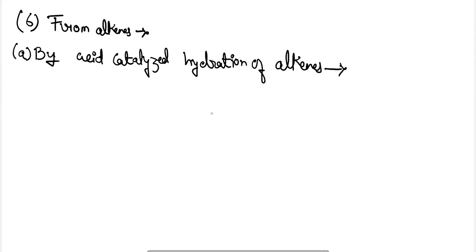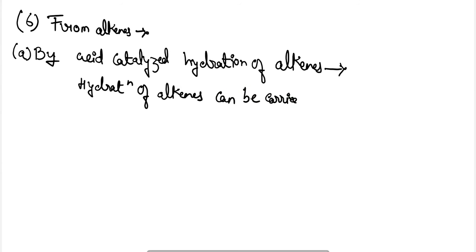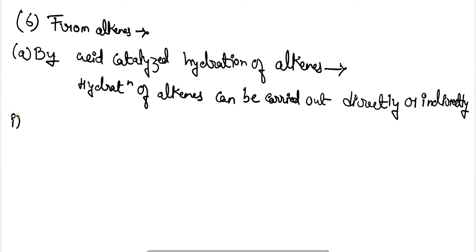Hydration of alkenes, that is addition of water to alkenes, can be carried out directly or indirectly. It can be carried out directly or indirectly. In the indirect process, first let's see the indirect process.